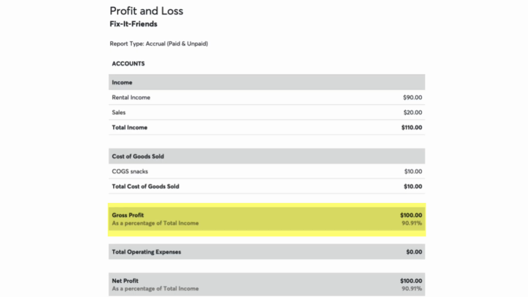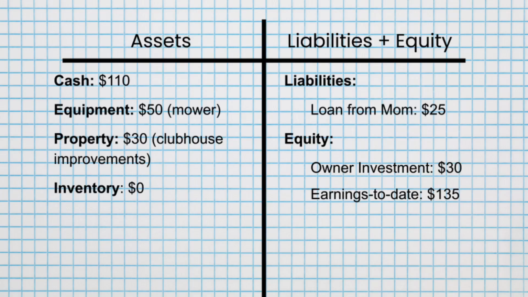Now let's sync back with the balance sheet again. Equity was $65 before this week. Now we've added $100 of new profit. Our new equity is increased from $65 plus $100 for a total of $165.